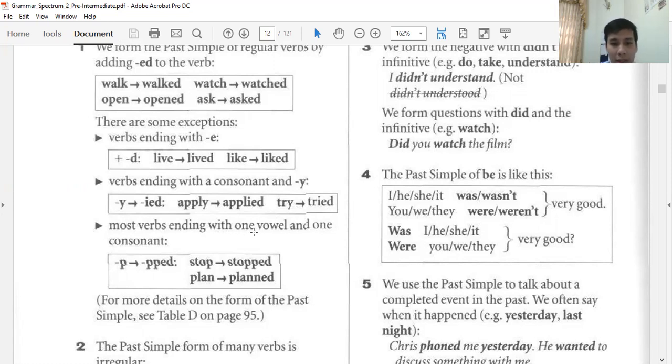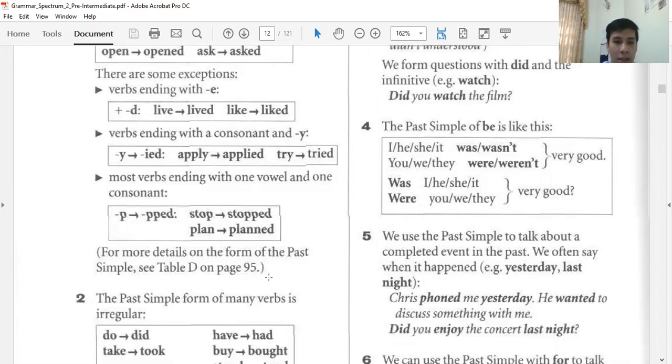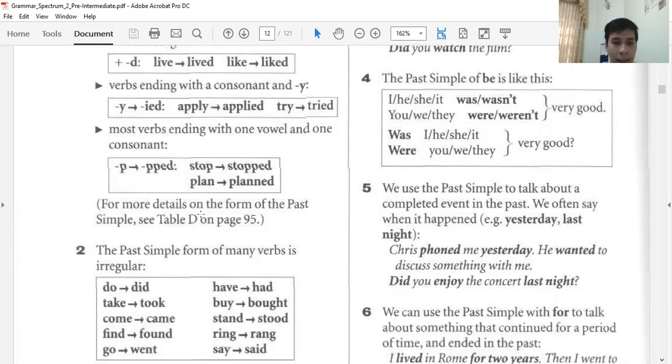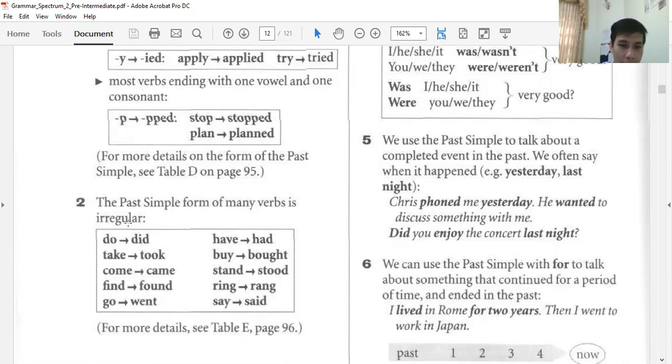And most verbs ending with one vowel and one consonant, that means, for example, like P, we add another P, it becomes double P and then ED. For example, stopped, double P and then we add ED. And plan, we double letter N and then add ED, planned. So these are the forms that we use with regular verbs in past simple. When we want to change to past simple, we need to add ed or change y to ied, for example, like this.